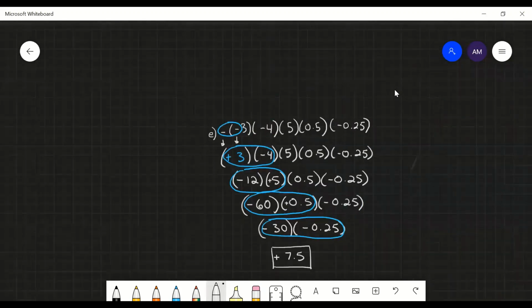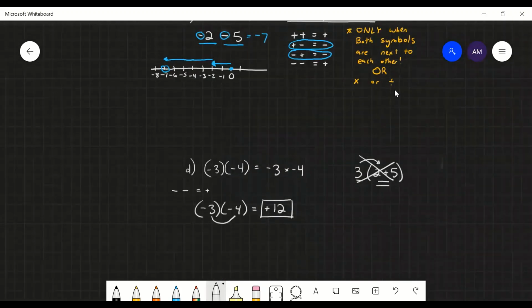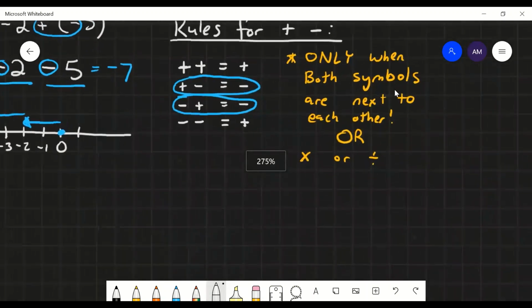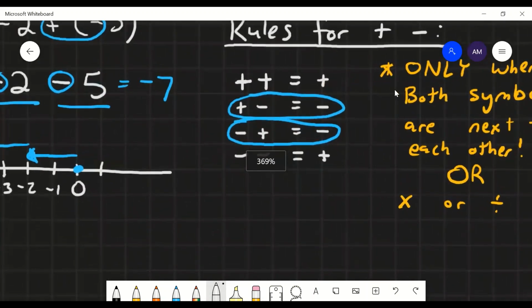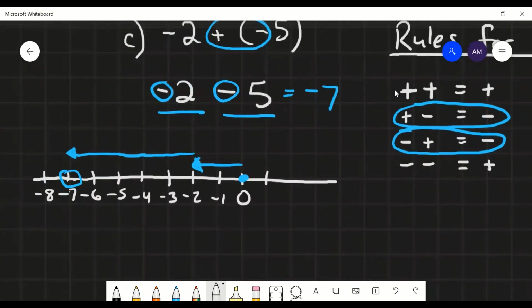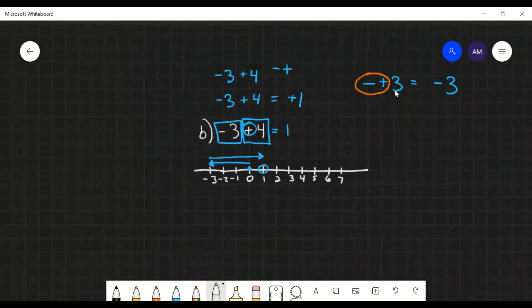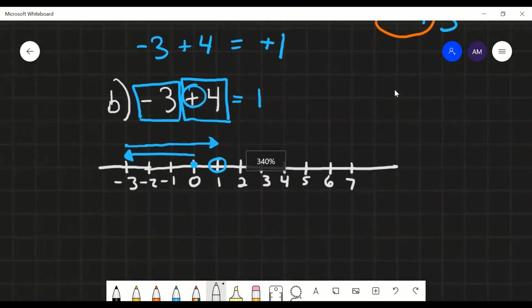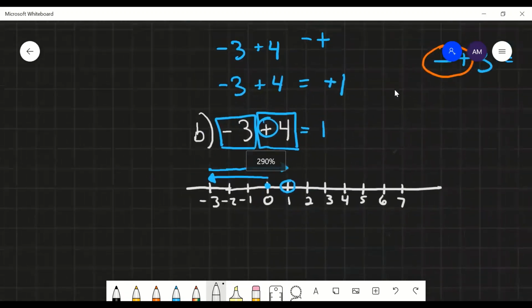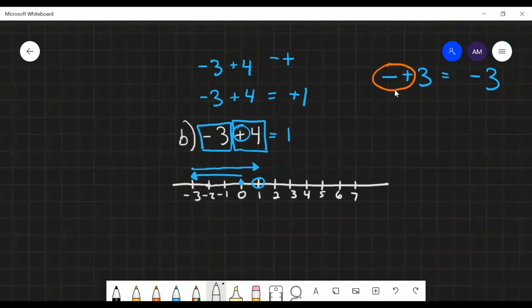And that's it for positives and negatives. Just remember, when they're multiplied or divided, that's when you use these rules. But if they're added or subtracted, as in the first couple of examples, make sure to use number lines instead. If you use the plus and a plus makes a plus and plus and a minus makes a minus rule, you may get these ones wrong. And I've seen people get these two things confused. So please be careful with these.